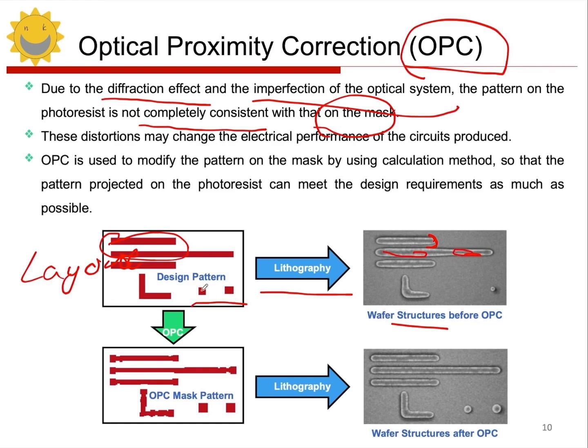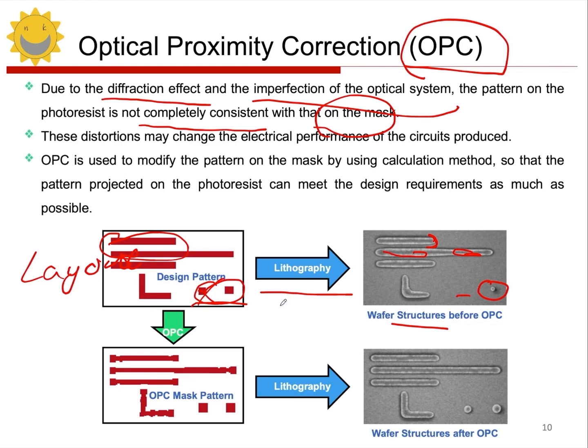Then, in these two shapes, one has become very small, right? And one has even disappeared entirely. For example, this one has just vanished. This can lead to the characteristics of the circuits we produce being different from what we expected. So, what can we do about this?